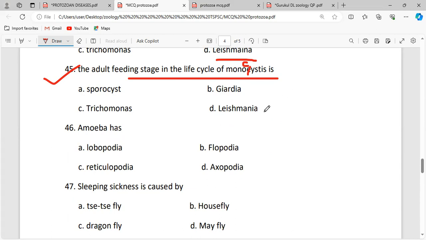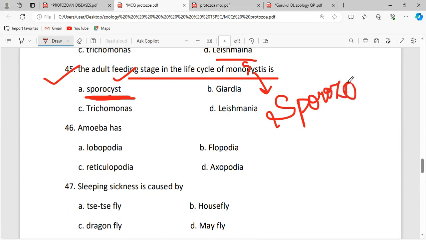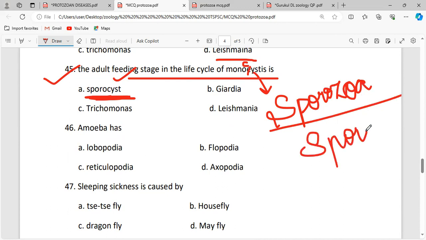I didn't explain this. So the active feeding stage of this life cycle of monocystis is sporocyst. As the name suggests, this monocystis comes under the sporozoa. I have explained about this class: the sporozoan, the protozoan which uses spores as their asexual reproduction mechanism.